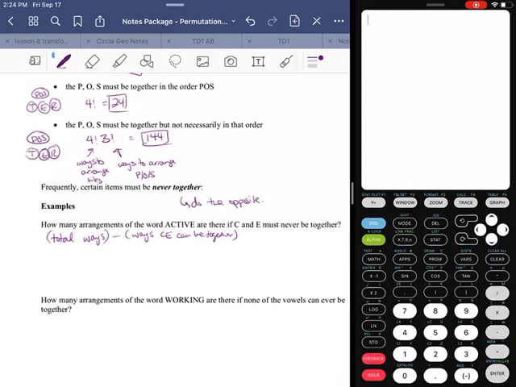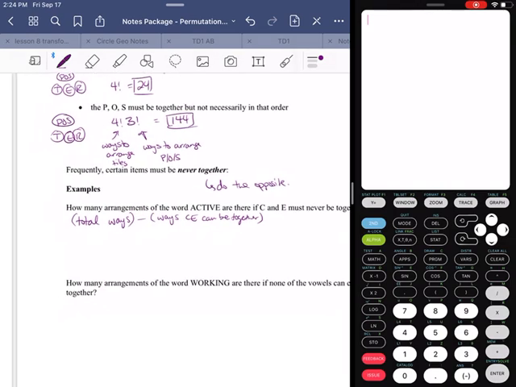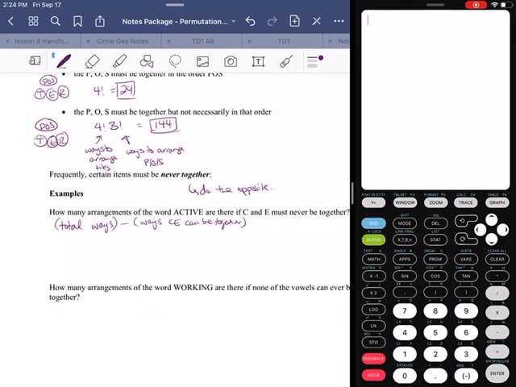All right? So before we figured out the total ways, and we multiplied it by the ways to arrange POS, we're going to do something similar here. So the word active, C and E must never be together. So let's treat them as if they are together. So we got these 5 tiles. What am I missing? 2, 3, 4, 5. Okay.